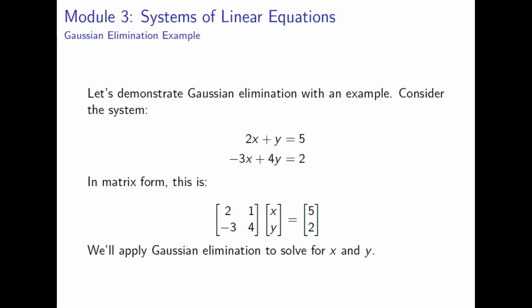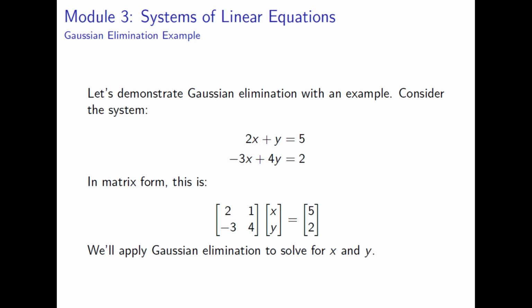Let's put Gaussian elimination into action with an example. Consider the system 2x plus y equals 5, minus 3x plus 4y equals 2. We'll represent this system in matrix form and apply Gaussian elimination to solve for x and y. This example illustrates the practical application of the techniques we've discussed in the previous slide, providing you with a clear understanding of the process.